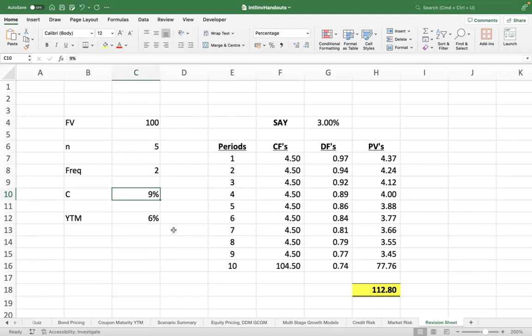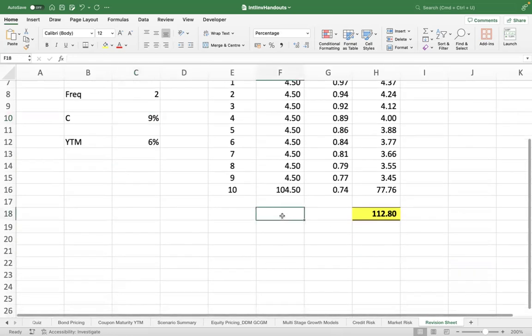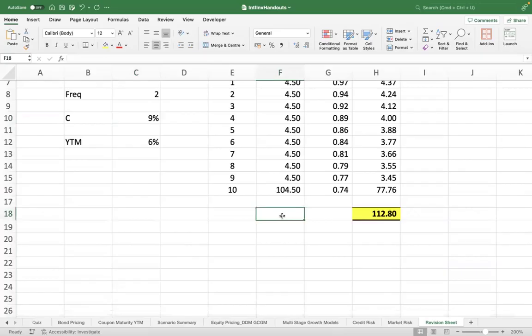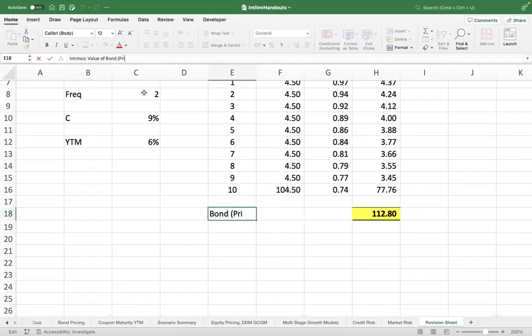Now we can also do this. So this valuation is called what? This is the intrinsic value of the bond, which I also call the present value of the bond. Or rather, I would call it a price. Price might be a better term for it.